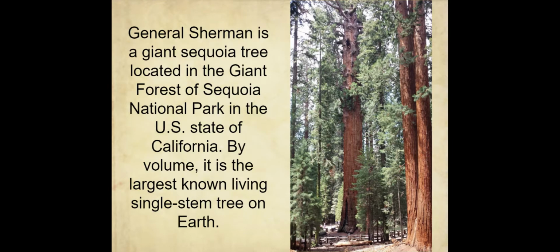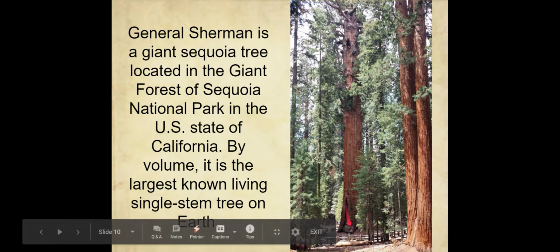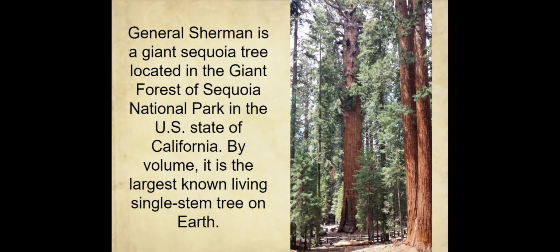So what you're looking at here is General Sherman. You can see it's a bit burnt up here, and then you have some burning right there as well. I was there in 2015, and there had been fires in this area a couple of years before that. But General Sherman, by volume, is the largest known living single stem tree on Earth. And you're like, okay, it's a tree. It doesn't look that big.